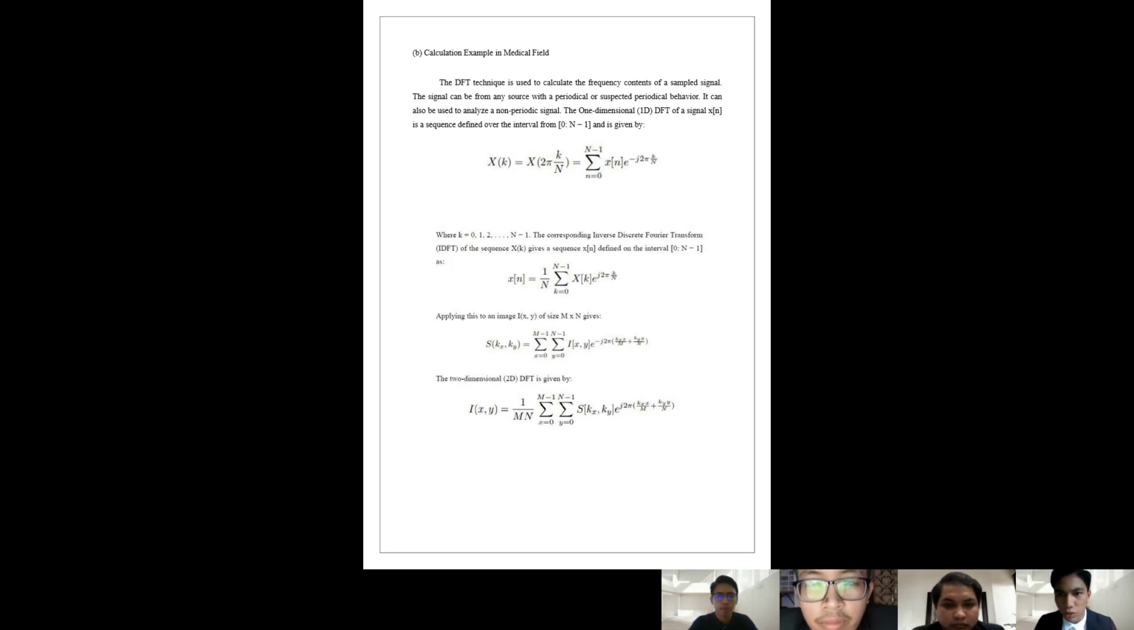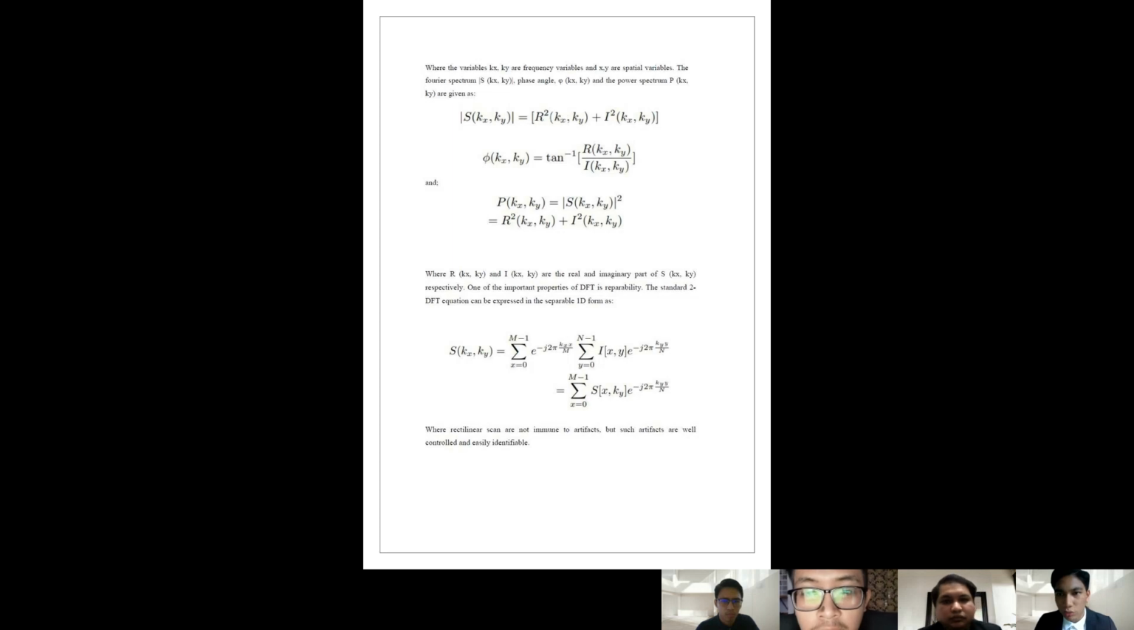For two dimensions, the 2D discrete Fourier transform is given by I(x, y) equals 1 over MN, the sum from 0 to M minus 1 and the sum from 0 to N minus 1. So x starts from 0 and y also starts from 0. The function is S(kx, ky) times the exponent to the power j 2 pi times (kx x over M plus ky y over N), where the variables kx and ky are frequency variables and x and y are spatial variables.